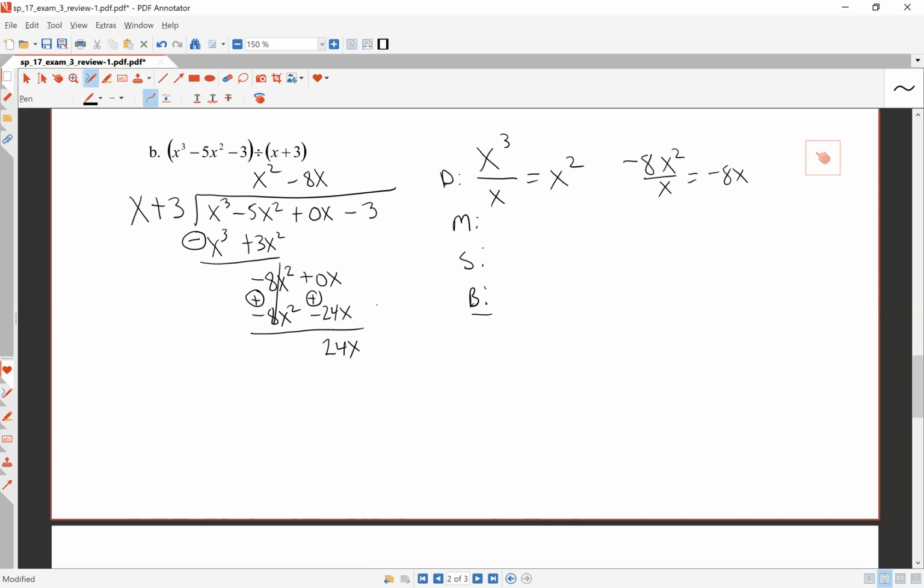Now we're into the last step, bring down, and we start over again. First term by first term leaves us with 24. So we have plus 24. And now we multiply. 24 times x is 24x. And 24 times 3 is 72.